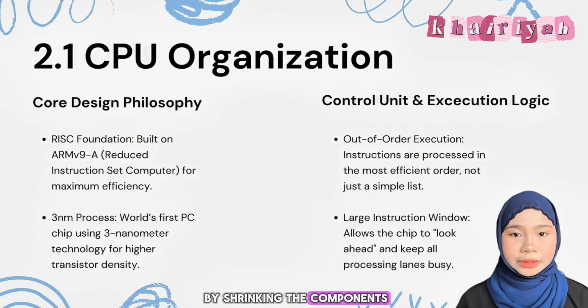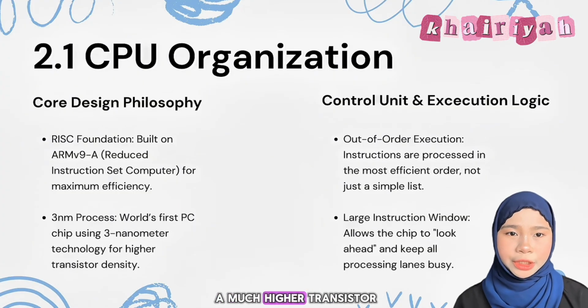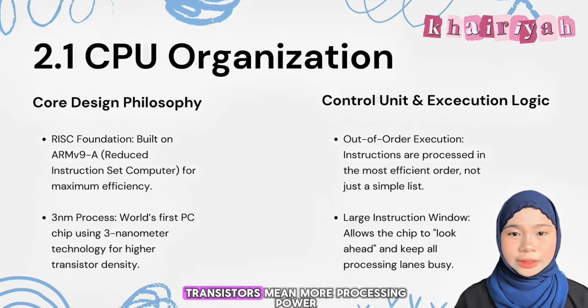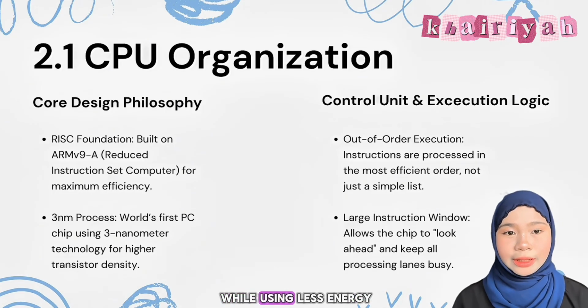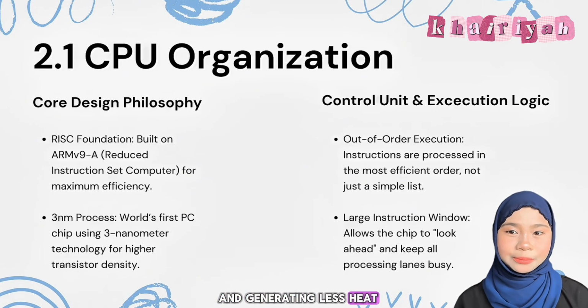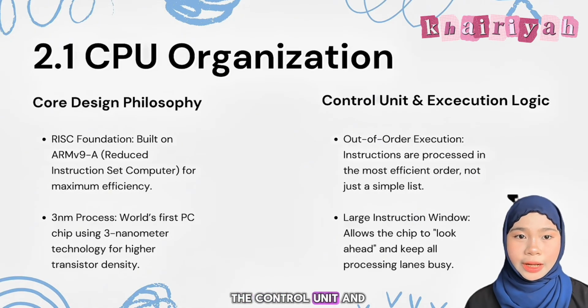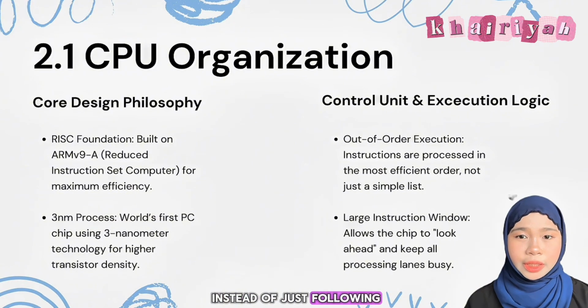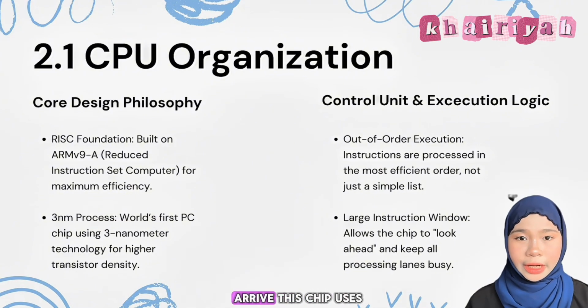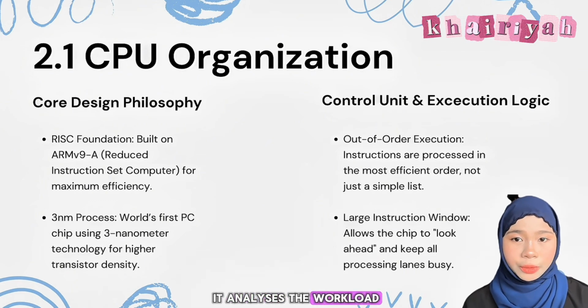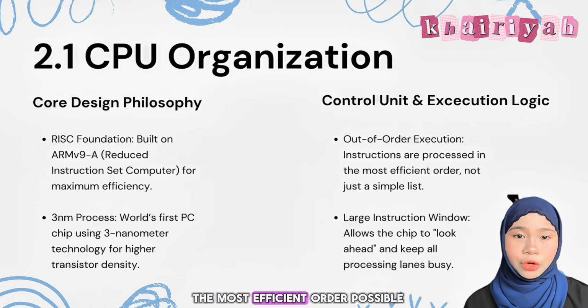By shrinking the components down to this scale, we can pack a much higher transistor density into the same physical space. In simple terms, more transistors mean more processing power, while using less energy and generating less heat. How does it actually manage the work? That comes down to the control unit and execution logic. Instead of just following a simple list of tasks in the order they arrive, this chip uses out-of-order execution. It analyzes the workload and processes instructions in the most efficient order possible.